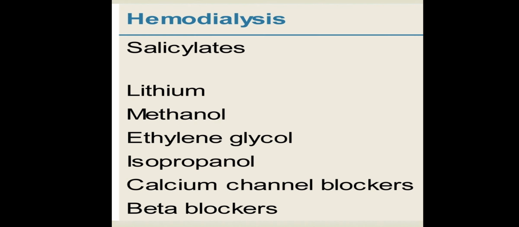Now tell me drugs that can be removed by hemodialysis. We know that, right? SLIME BC. What is that SLIME BC? S stands for salicylates, L stands for lithium, I stands for isopropanol, M stands for methanol, E stands for ethylene glycol, BC stands for beta blockers and CCBs. Okay, SLIME BC.